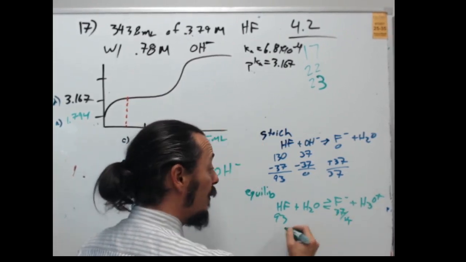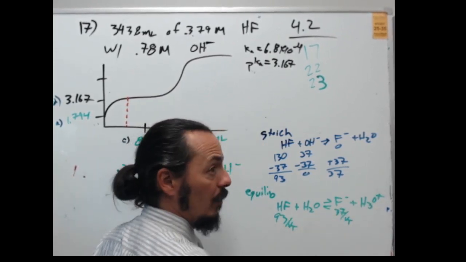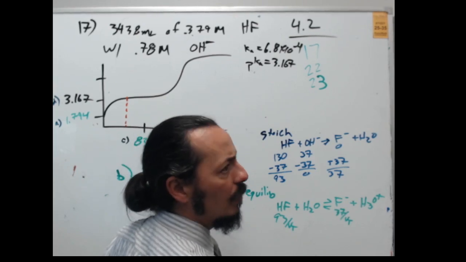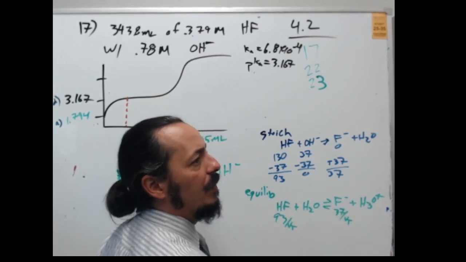I always put the divided by total volume in my equilibrium table, even though we know it cancels out, because equilibrium tables always have to be in molarity.